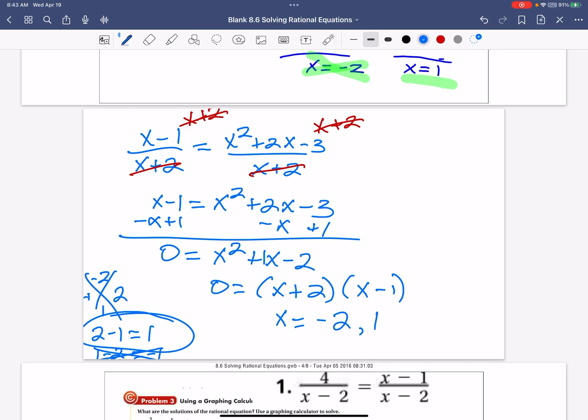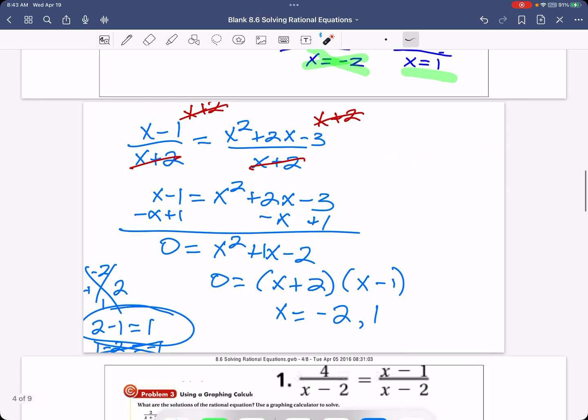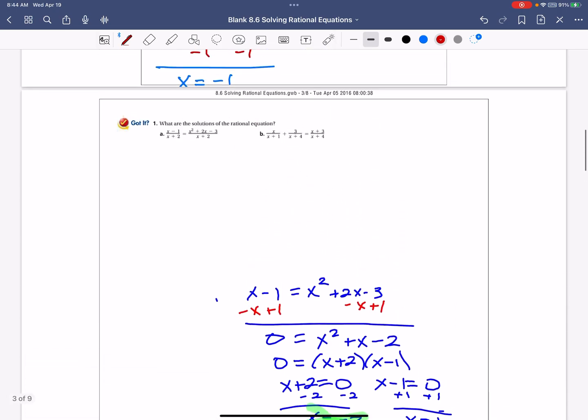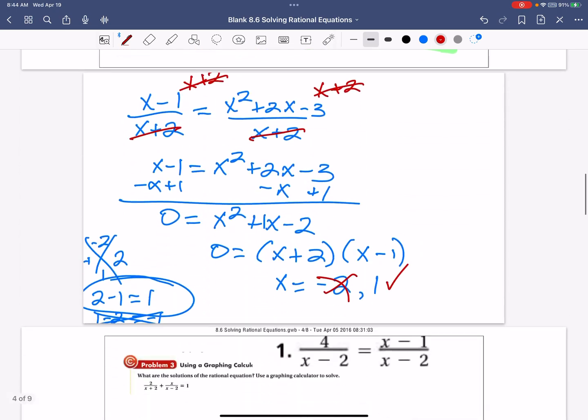Again, if we look at our original problem, we had x plus 2 in both denominators. If I plug in a -2 there for this x, we get -2 plus 2, which would equal 0. You can't divide by 0, so this is not a solution. You can just cross it off like that. You can put a check mark if it works. That's totally fine.